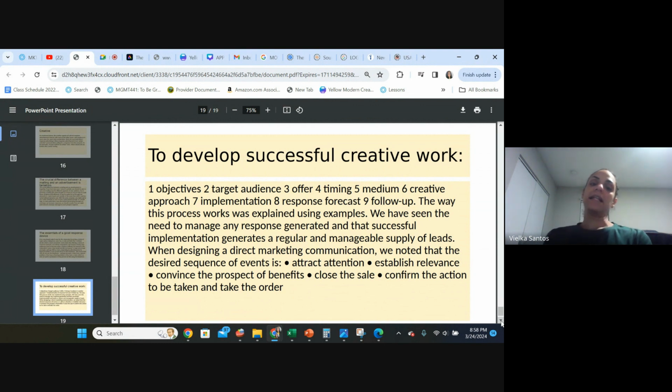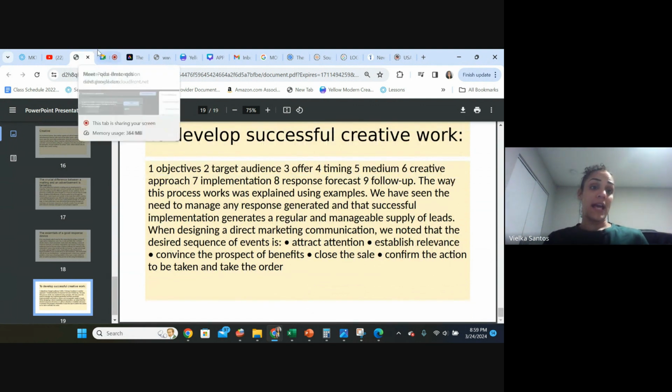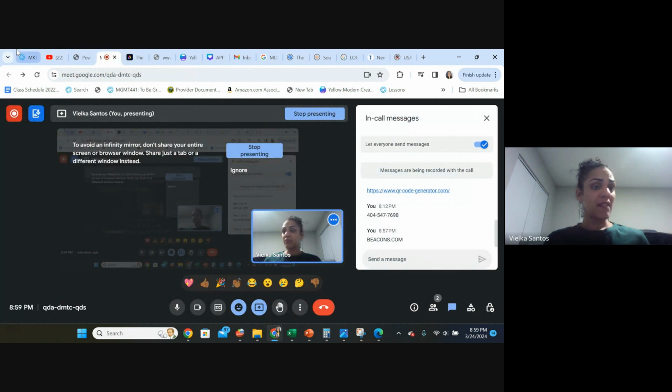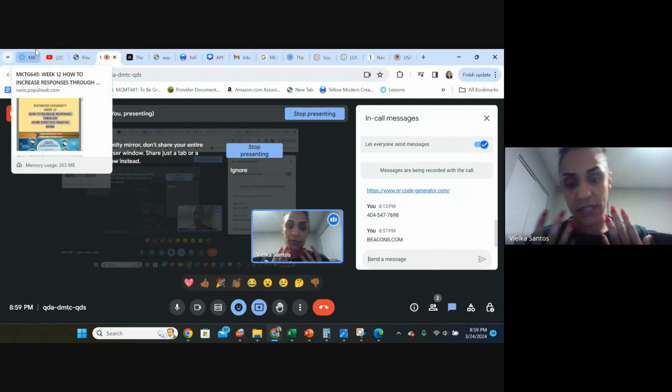And also, when designing a direct marketing communication, we noted the desired sequence of events: attract attention, establish relevance, convince the prospect of benefits, close the sale, and confirm the action to be taken and take the order. Take the order, because at the end, what we want is to sell, to create sales, to monetize. That's the interest, and also to obtain resources. Even if it's non-profit or for-profit, we are looking for the resources that we need for our organization.